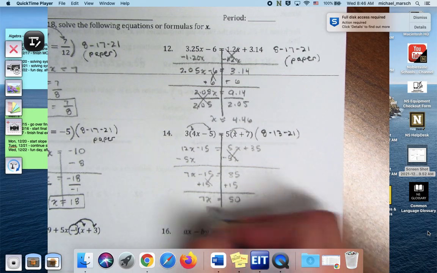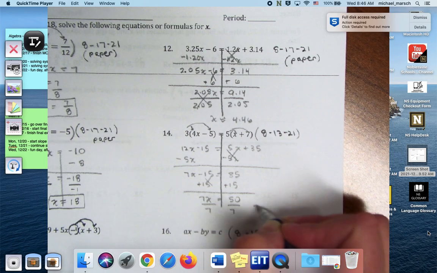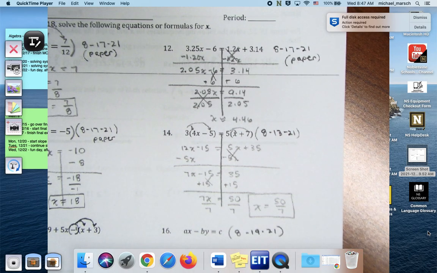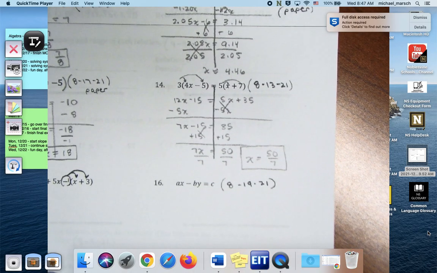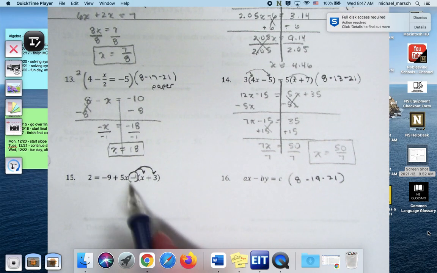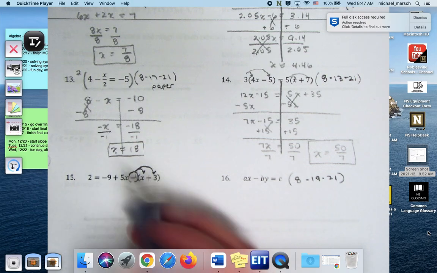7x equals 50. And then I get this really weird fraction answer, which I'm going to leave like that. 50 over 7. That cannot be simplified at all. It just is what it is in all its ugly glory. All right, I wanted to remind you on this one that this was a negative 1 being distributed.